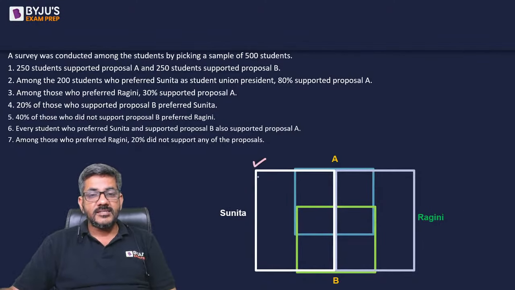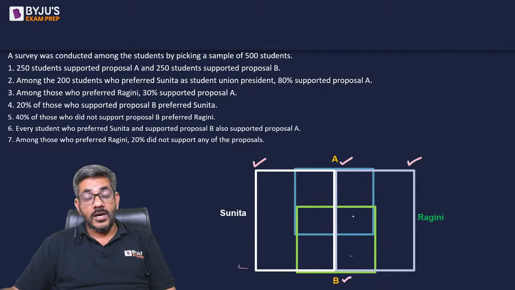This is a box that is representing Sunita, the white box that you can see completely over here. This is the box that represents Ragini, the gray box that you can see over here. There is a blue box that is representing people liking A. So these four areas are in the blue box. And there is a green box which is the people liking B. These four areas are the people who are liking B.